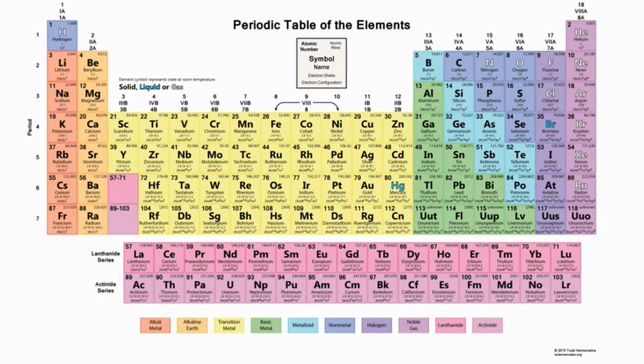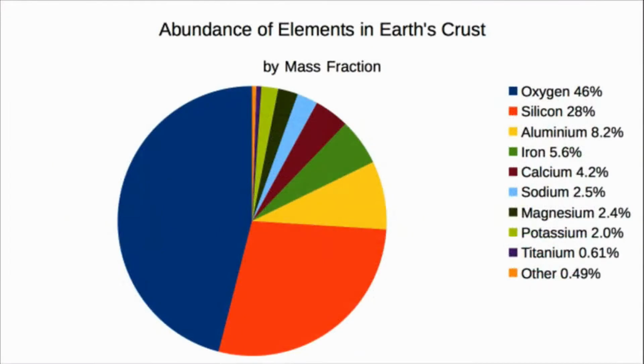But if we look further, we're talking about the Earth's crust. Only about 8 elements make up most of the Earth's crust, about 98.9% of it. Those are oxygen, which is almost 50%, silicon, over a quarter, then aluminum, iron, calcium, sodium, magnesium, and potassium. All the rest make up only about 1% or so.